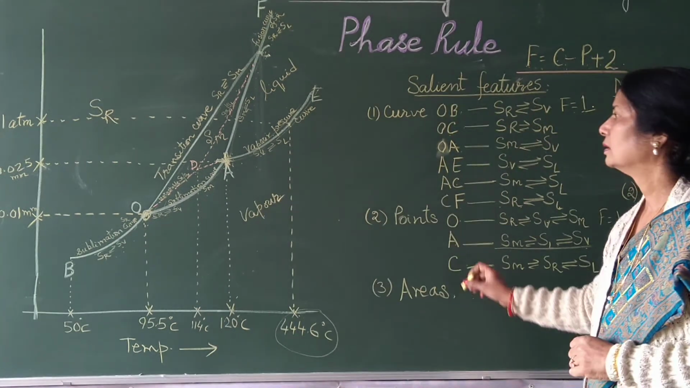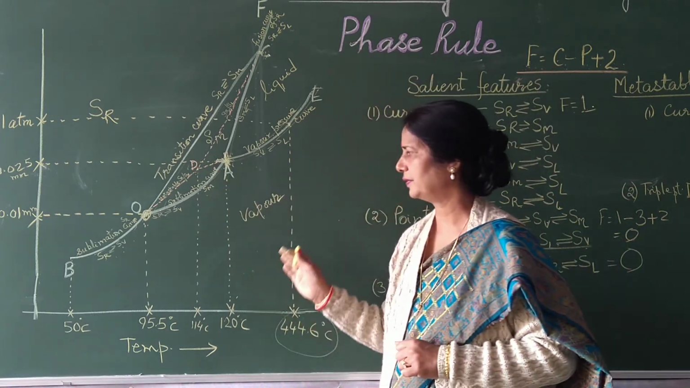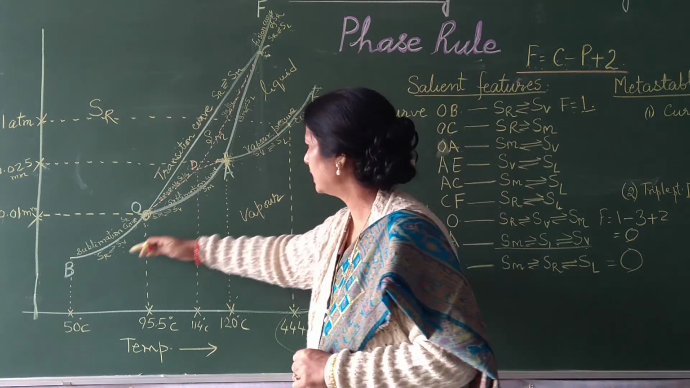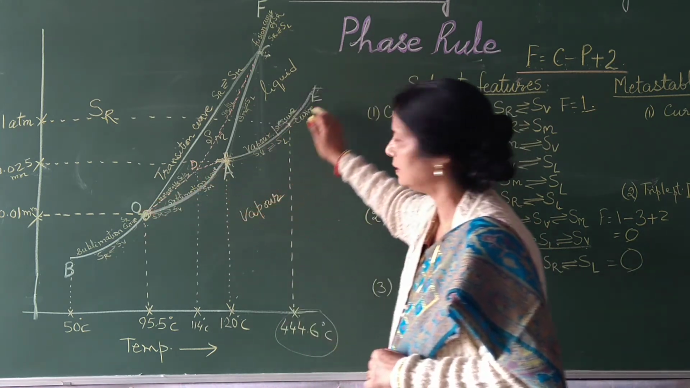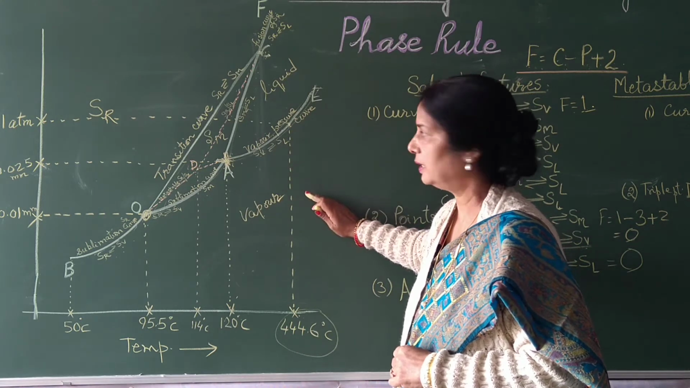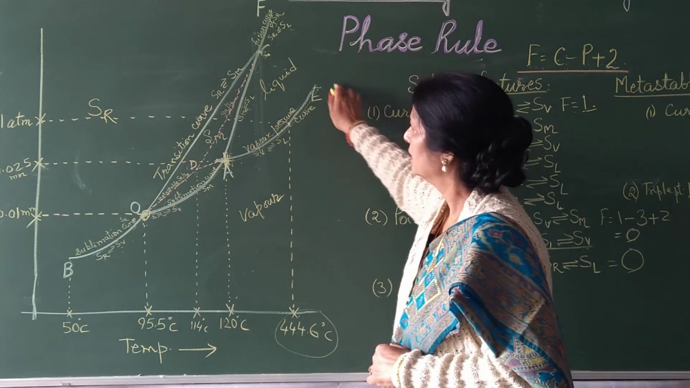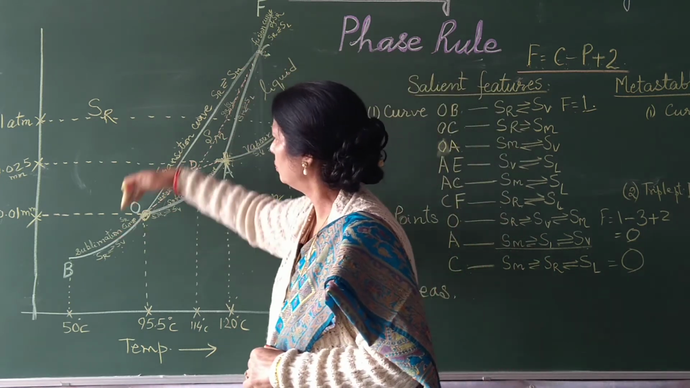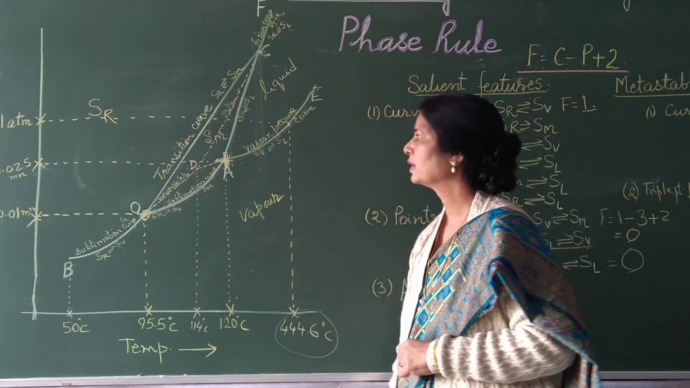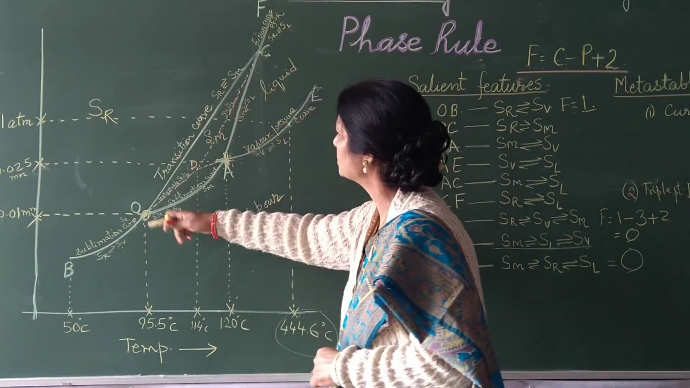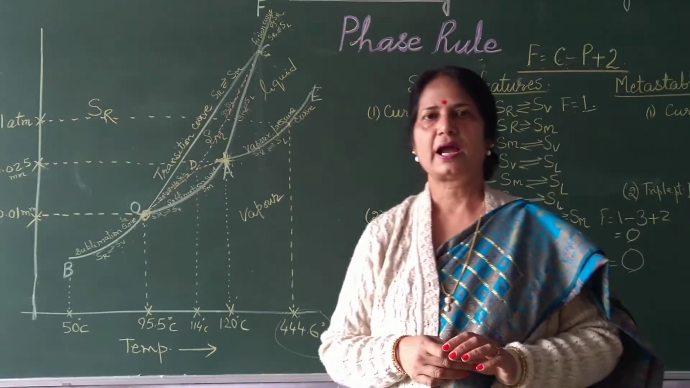Along with this, we have the areas. In this diagram, you can see we have the areas. This is area 1, the upper vapor area below BOAE. This is the vapor area. We have this liquid area FCAE, and then we have this COB area. This is for the rhombic sulfur, and we have this area enclosed by COAC. This is for the monoclinic sulfur.